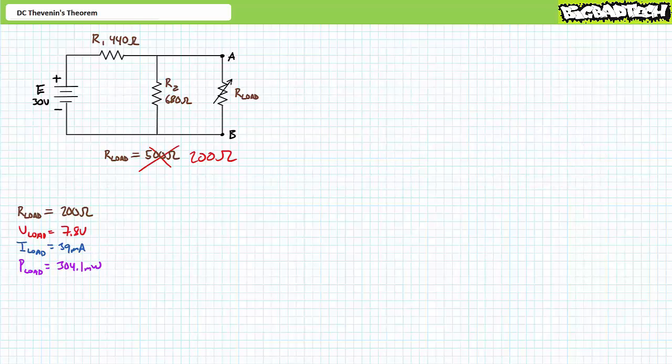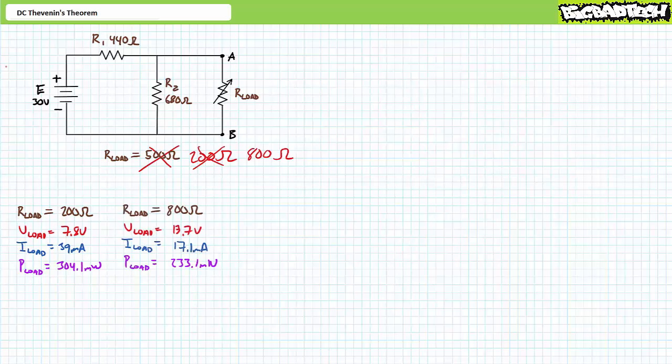Wait a second, did I say 200 ohms? I meant R load was supposed to be an 800 ohm resistor. Sorry about that. Pause the lecture and recalculate the values. Again, don't skip this step because it's vitally important to our later discussion. If you're tracking, you should obtain the following values when R load is set to 800 ohms.